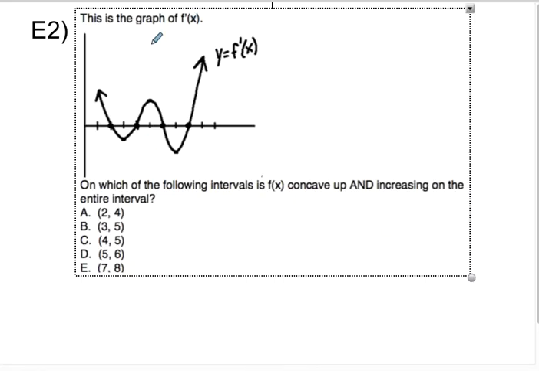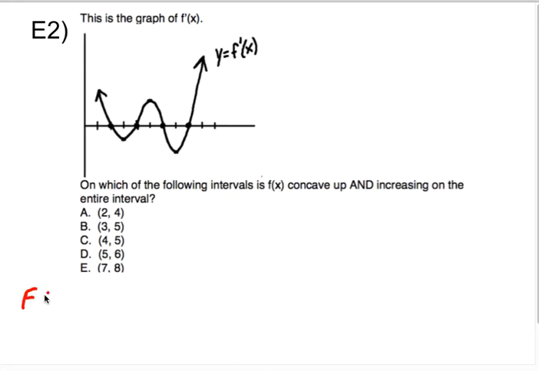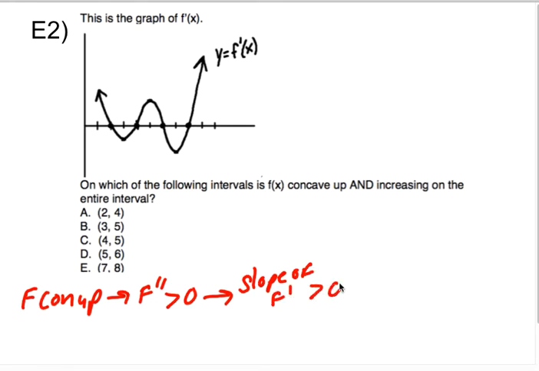All right. Here we are given the graph of f prime, not f. We are asked on which of the following intervals is f concave up and increasing. So again, f, not f prime. So your job here is to translate what's being asked. So f being concave up translates to f double prime is greater than 0, right? That's the definition. But that translates to the slope of f prime is greater than 0, right? Because slope is the same as derivative, which translates to the given graph is increasing. The given graph, which is f prime, is increasing. That's what we're looking for.